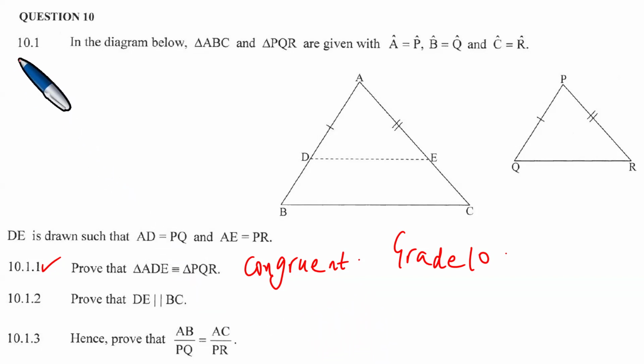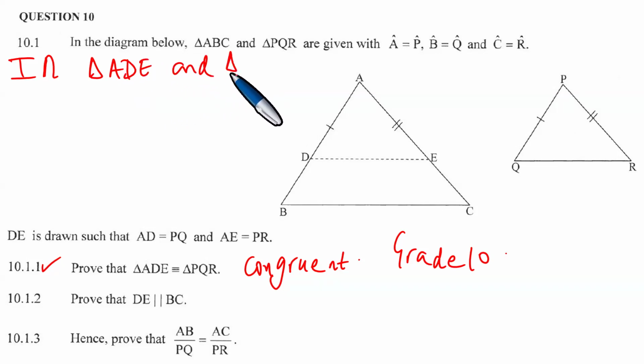I think the answer is side angle side. Well done. It is side angle side. Brilliant. Thank you so much. Excellent. I like it that way. So we're on point. It is side angle side. And we're going to prove 10.1.1. We're going to say in triangle ADE, you are right, Tando, and triangle PQR.